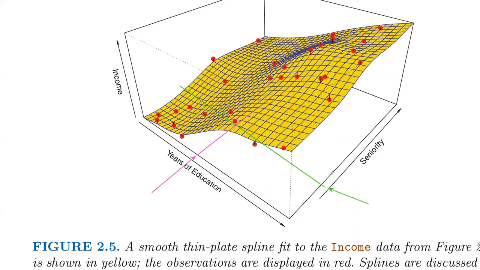This is the seniority level, I guess just the number of years of work experience. And then you have the income. Imagine that you're sending out a survey, and you're asking people, how many years did you do at school? That's years of education. How many years have you been in the workforce? That's your seniority. What is your income today? Those three are your observations: years of education, seniority, income.